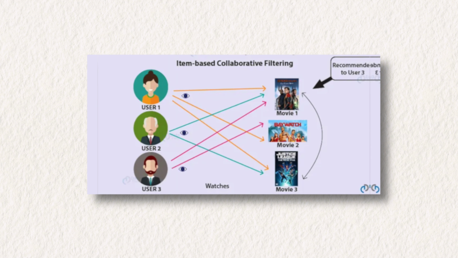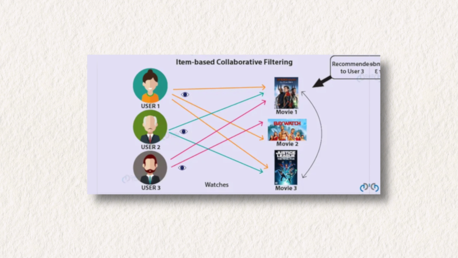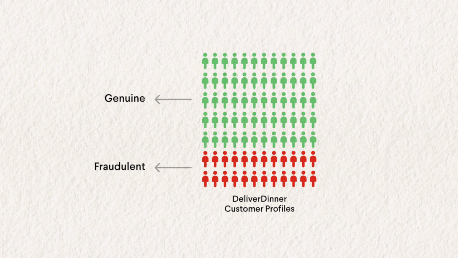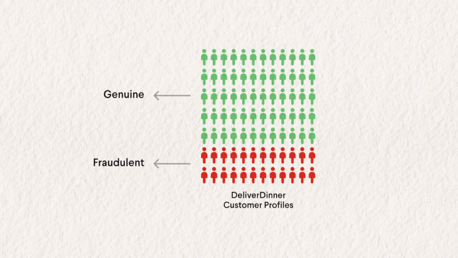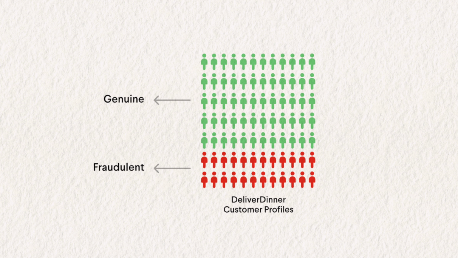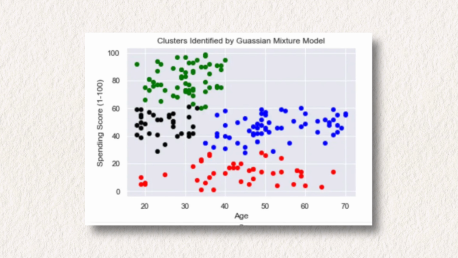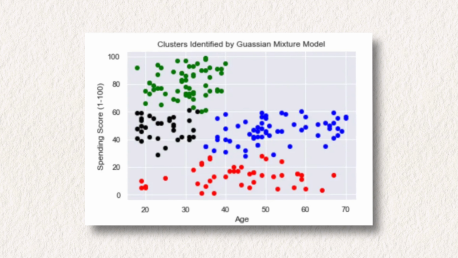Applications of unsupervised learning. Recommendation systems: used to identify patterns in user behavior, enabling personalized recommendations for movies, products, or content. Fraud detection: anomaly detection algorithms identify unusual patterns in financial transactions, helping to detect fraudulent activities. Healthcare: clustering algorithms are used to group patients with similar symptoms or conditions, aiding in diagnosis and treatment planning.